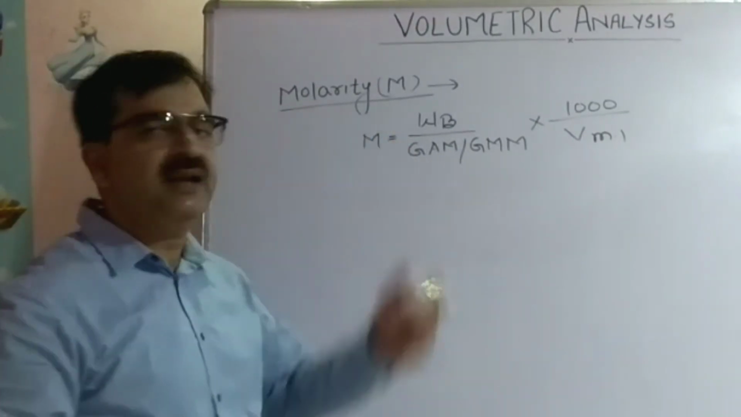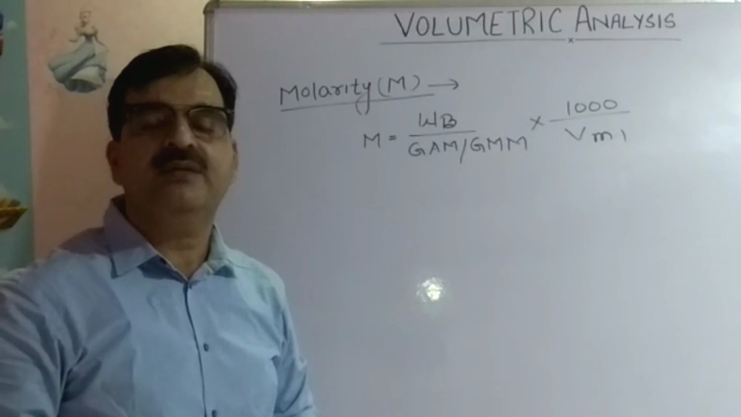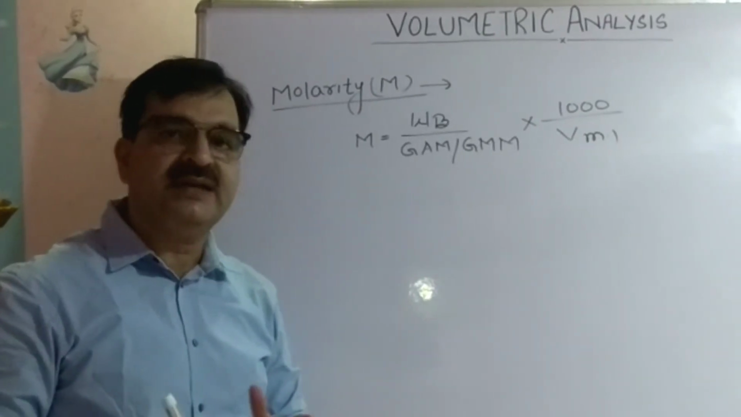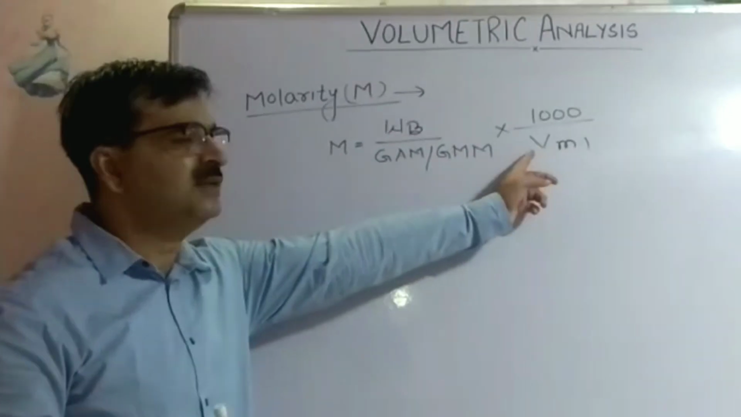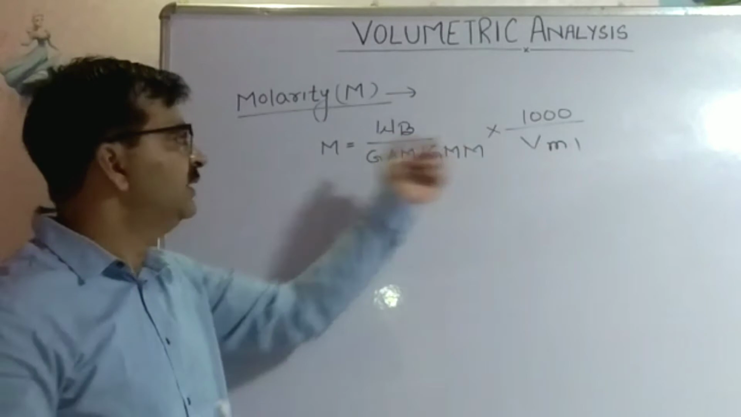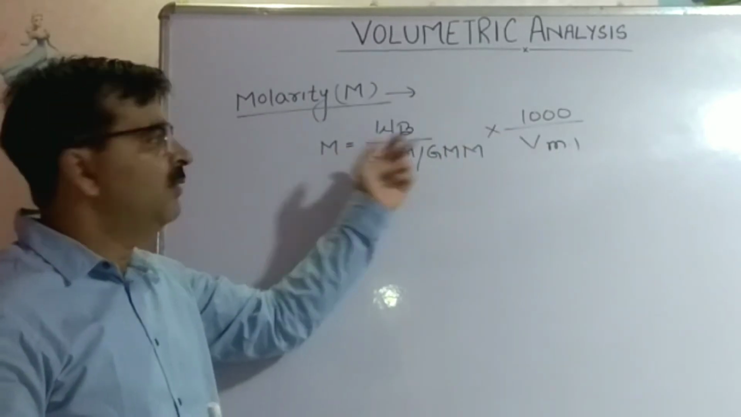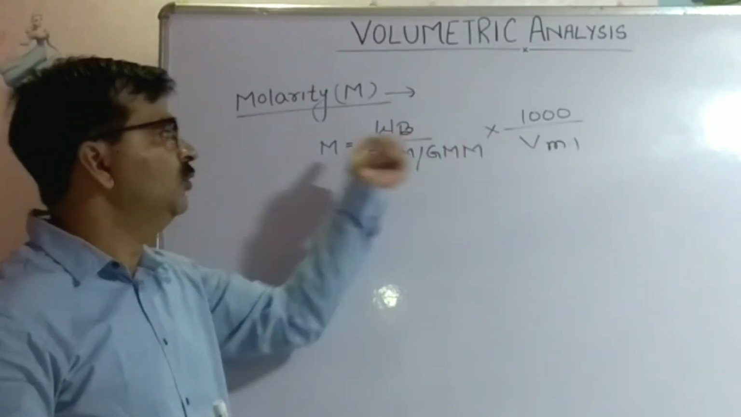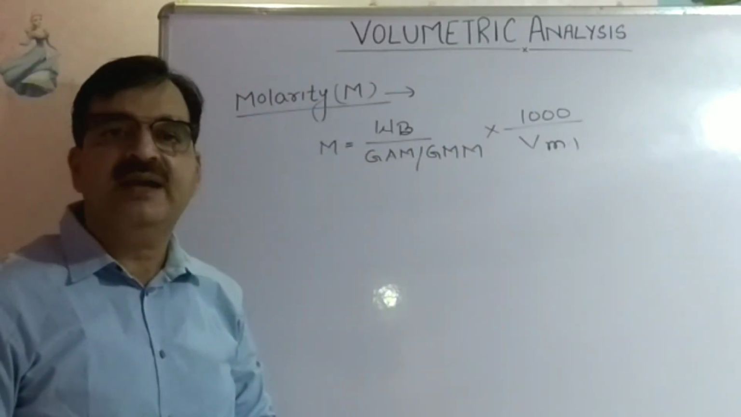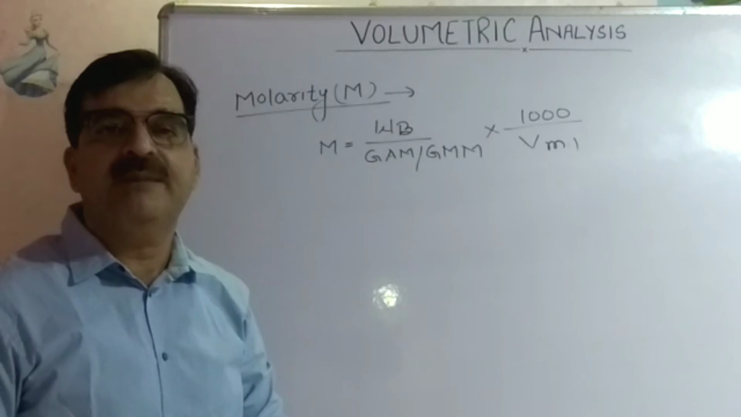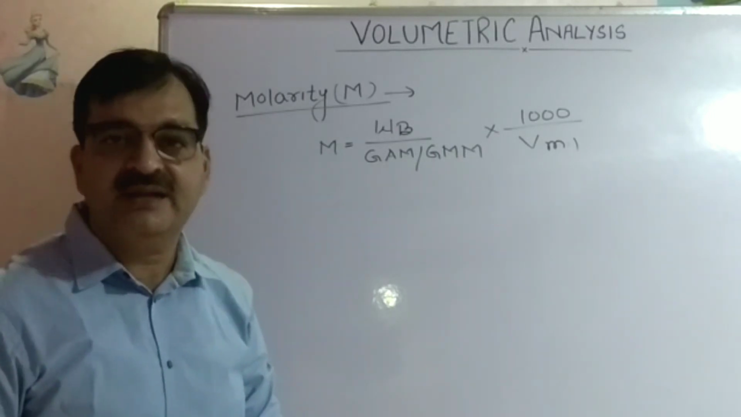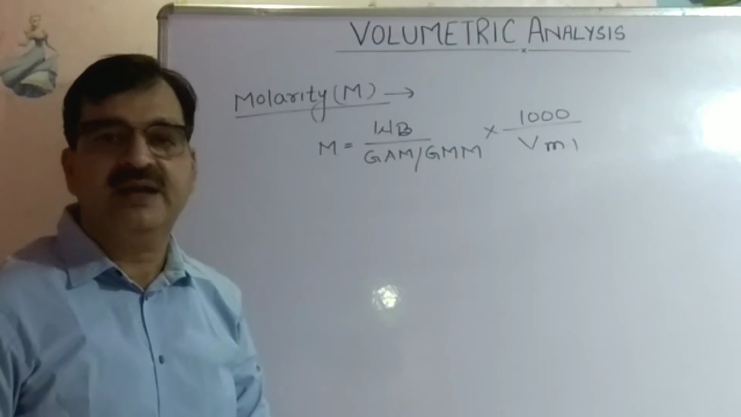This molarity is inversely related with temperature, meaning if there is an increase in temperature, then there is expansion in volume, and when there is expansion in volume, molarity decreases. When there is contraction in volume, molarity increases. So molarity varies with respect to temperature and it is inversely related. Clear students?